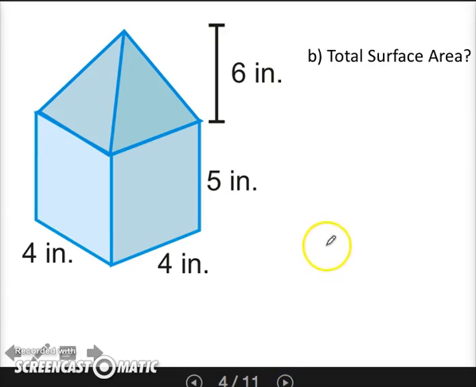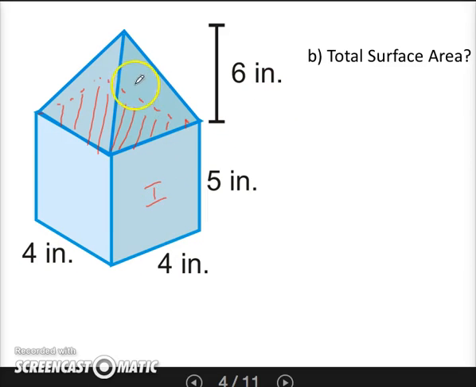Okay, now we're asked for the total surface area of this composite solid. This gets a little bit trickier because when we stick two shapes together, part of the surface area actually disappears. The part that's glued together is no longer part of the surface of the solid. We can't see it. If we were to hold this in our hands, we would not be able to see this face that's in between the pyramid and the rectangular prism. So we're going to have to be a little bit more careful with this.